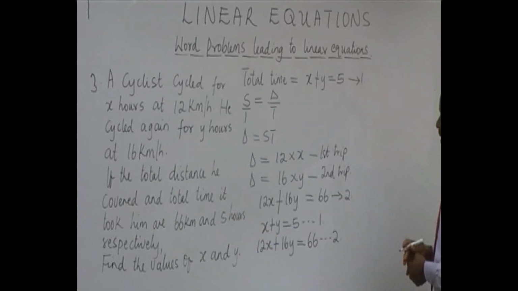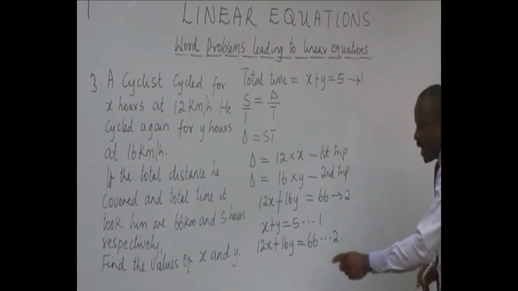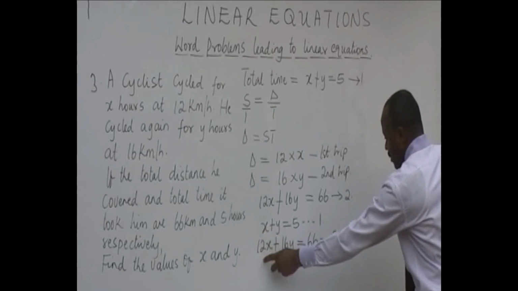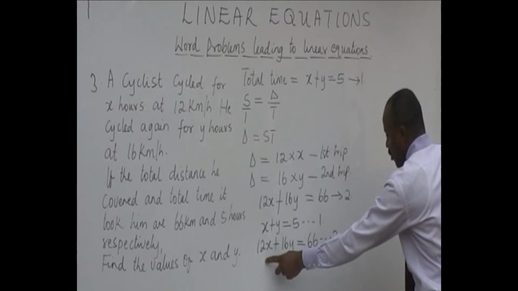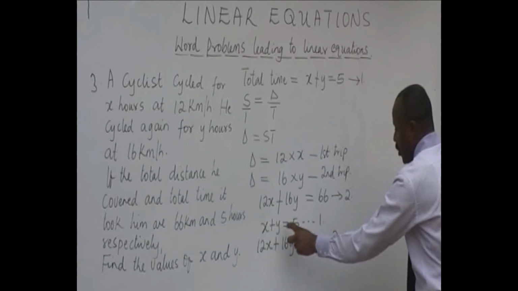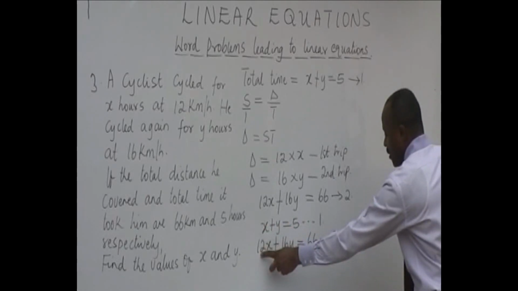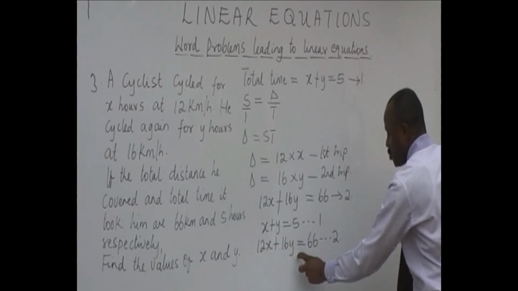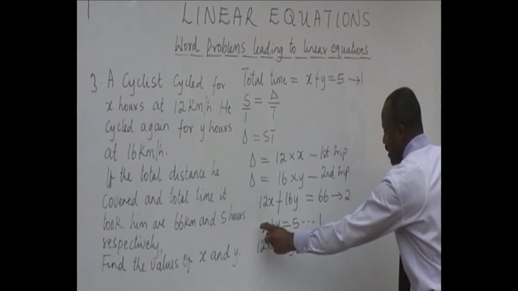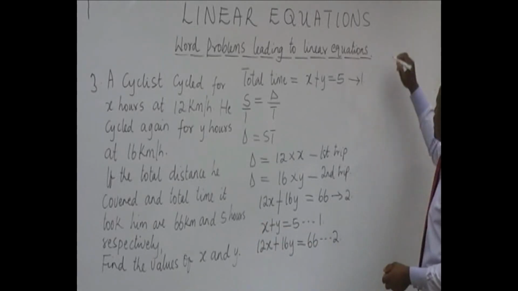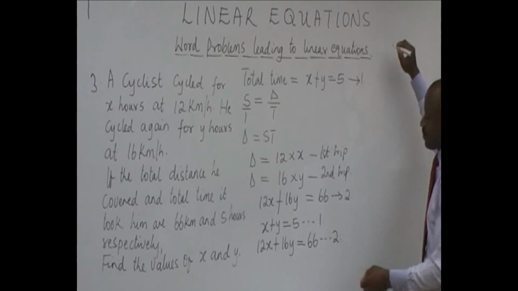Now let's start by making the coefficient of x in both equations the same. How do you do it? Multiply everything in equation 1 by 12, the coefficient of x in equation 2, and multiply everything in equation 2 by the coefficient of x in equation 1, which is 1. So what we are going to do now is equation 1 times 12.